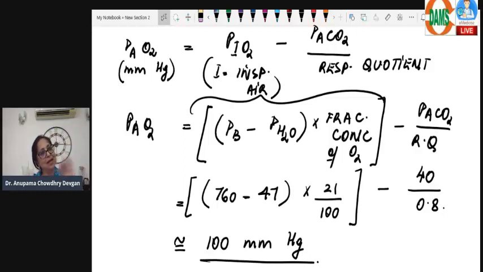The partial pressure of nitrogen will also decrease. But that does not matter, right? Nitrogen is not something that is important for us. There will be a decrease in nitrogen as well, correspondingly, just as oxygen has decreased, nitrogen will also decrease, because of the addition of water vapor and CO2, but that does not matter. Have you understood, right?